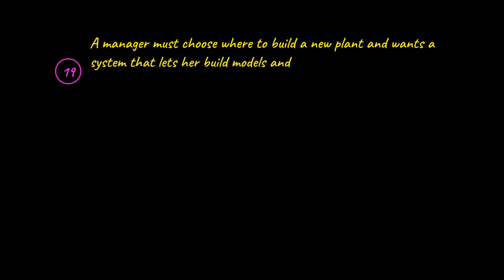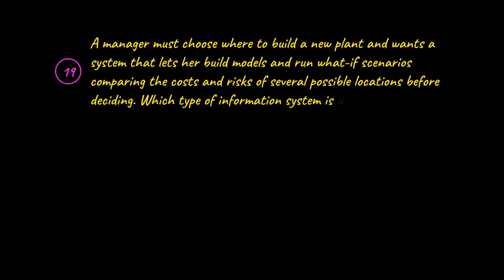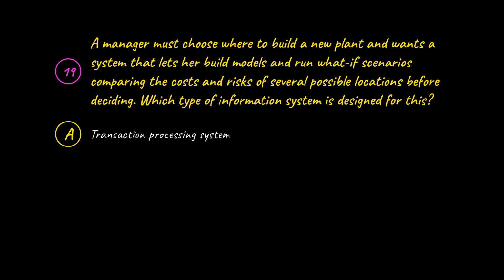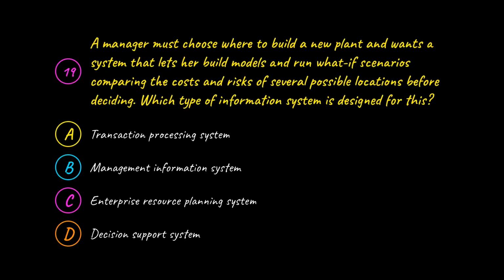Question 19. A manager must choose where to build a new plant and wants a system that lets her build models and run what-if scenarios comparing the costs and risks of several possible locations before deciding. Which type of information system is designed for this? Your options are A. Transaction processing system, B. Management information system, C. Enterprise resource planning system, D. Decision support system. Before I reveal it, which one do you think is right?